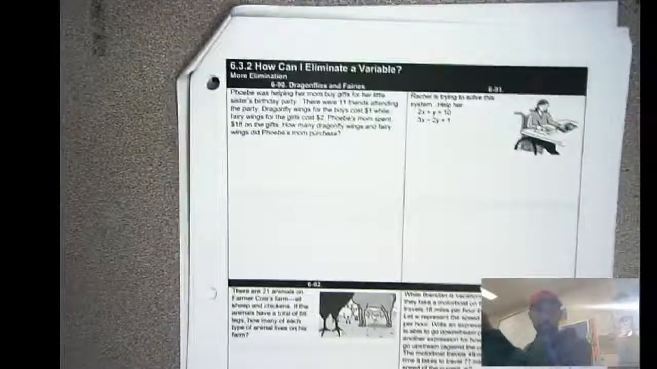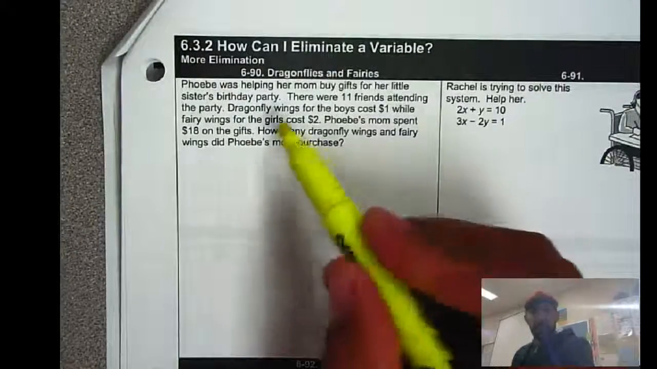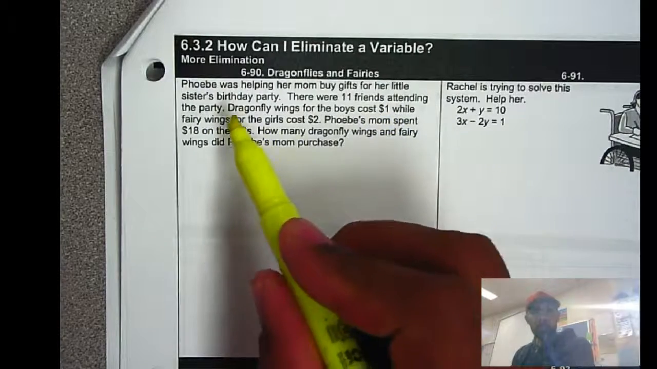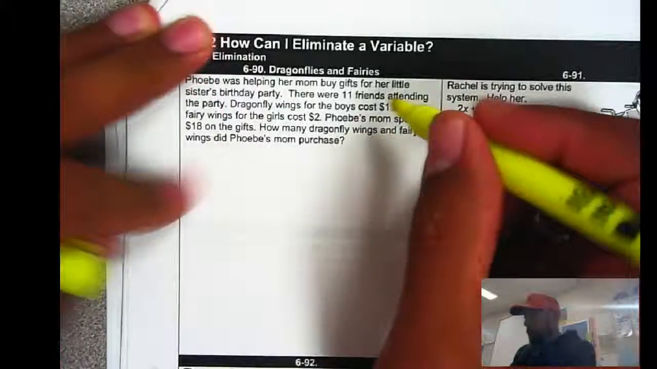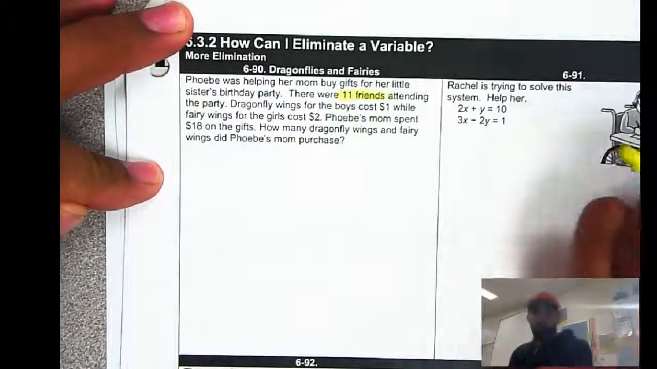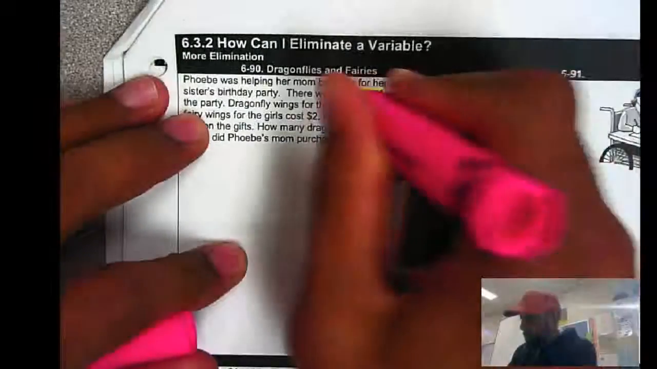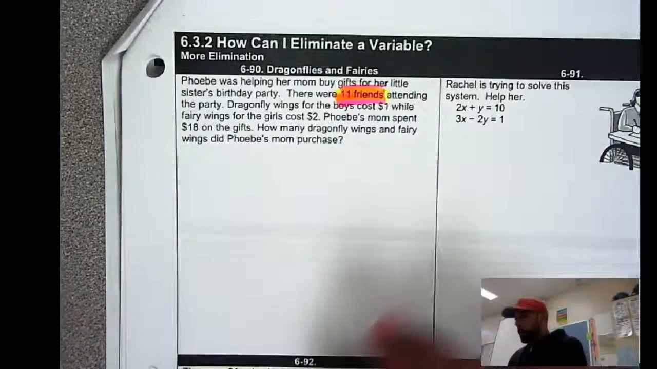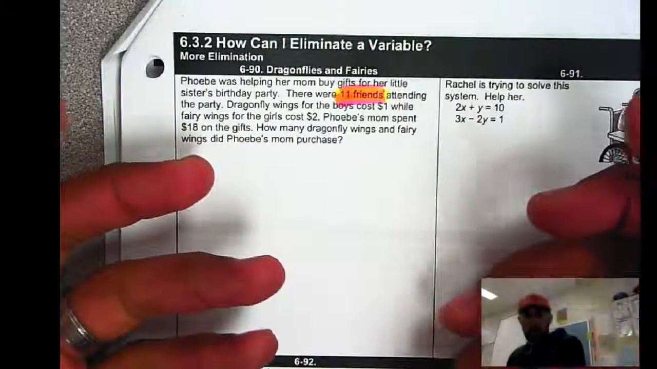Let me zoom in a little bit so you guys can see it. Phoebe was helping her mom buy gifts for her little sister's birthday party. There were 11 friends attending the party. When you hear 11 friends, you can think of that like a total, and let's do that in pink because I like to do totals in pink. So there's a certain amount of friends that add up to 11.